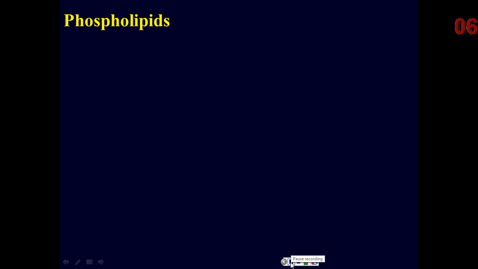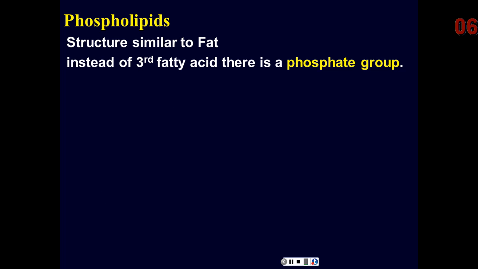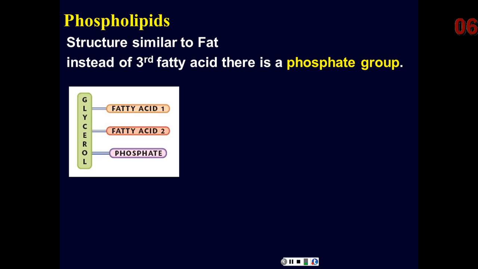Our next group of lipids are called phospholipids. Whereas our fats and oils were a glycerol and 3 fatty acids, phospholipids are very similar to fats and oils. They actually have a glycerol, 2 fatty acids, and where the 3rd fatty acid would have been, there is now a phosphate group, which is actually a functional group. So it looks something like this. Here's our glycerol, 2 fatty acids, and a phosphate group right there.